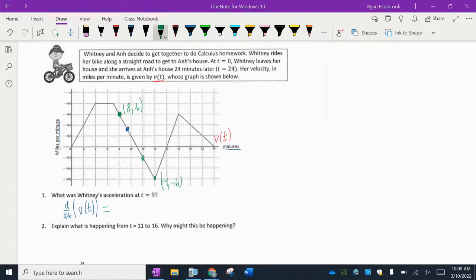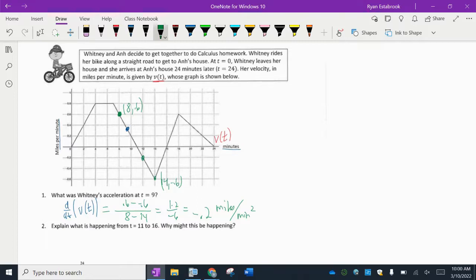So I can take 0.6 minus negative 0.6 divided by 8 minus 14. That gives negative 0.2 miles per minute squared.